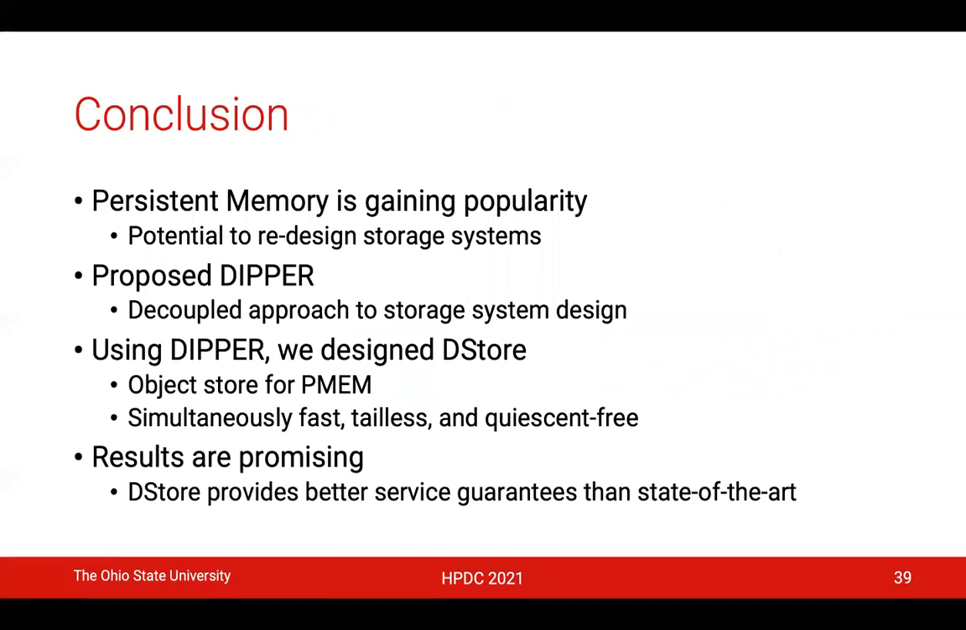So to conclude, persistent memory is gaining popularity and offers the potential to significantly redesign storage systems. In this work, we proposed Dipper, a new decoupled approach to storage system design. And using Dipper, we designed an object store for persistent memory called DStore, which we showed to be simultaneously fast, tail-less, and quiescent-free. Preliminary results are promising and show that DStore provides much better service guarantees than state-of-the-art storage systems.